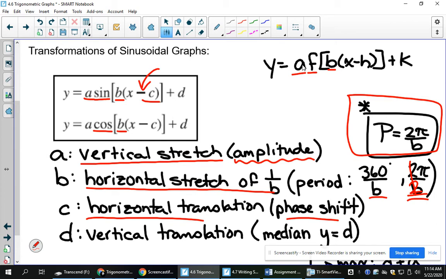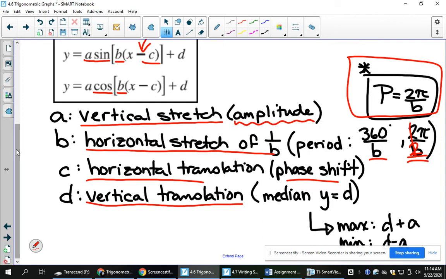And your D is your vertical translation, which also gives you your median. Okay, because that mother function, sine theta, cos theta, those have a median at 0. So if you move that whole graph up or down, your median also goes up or down. So once you know your D, you know your median right away.